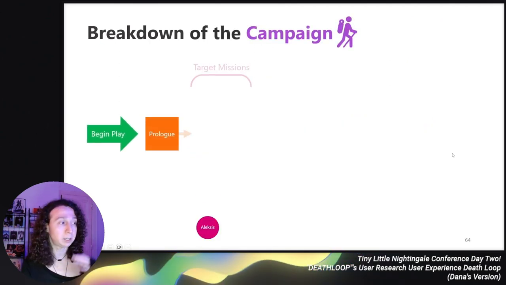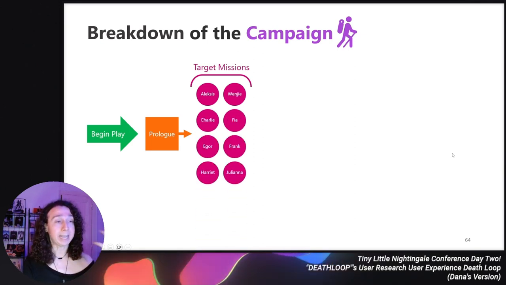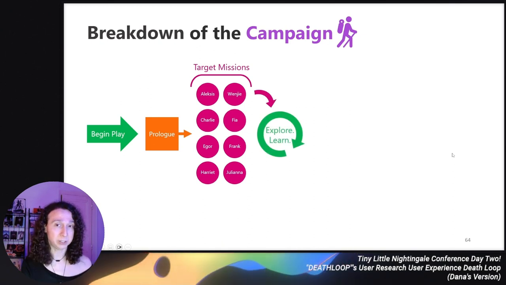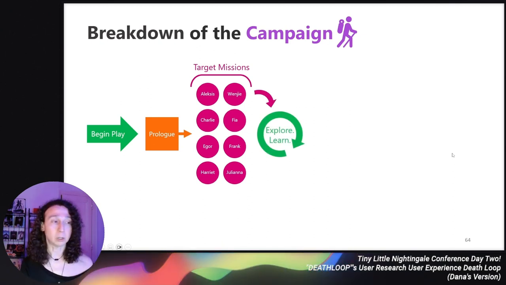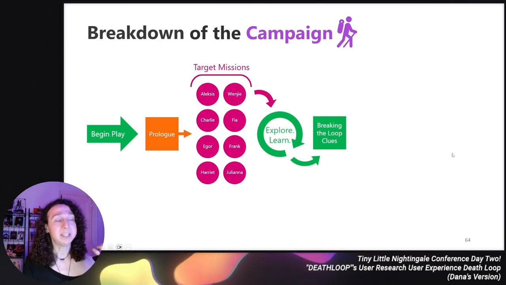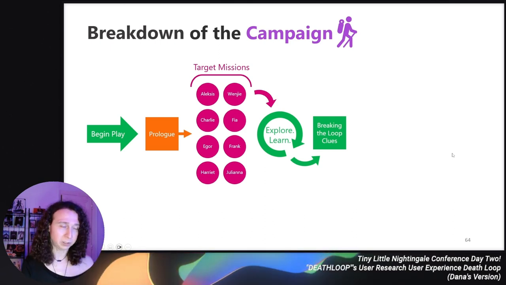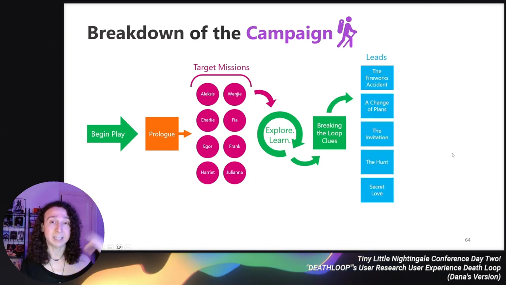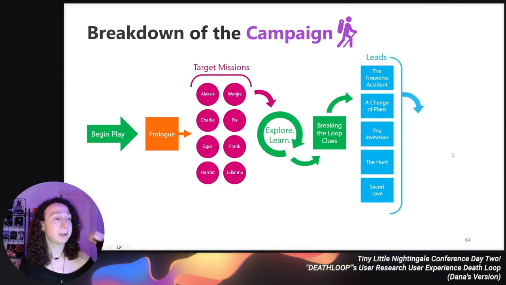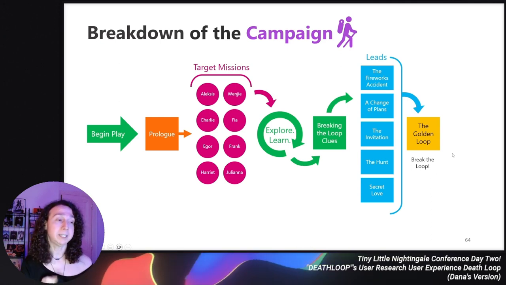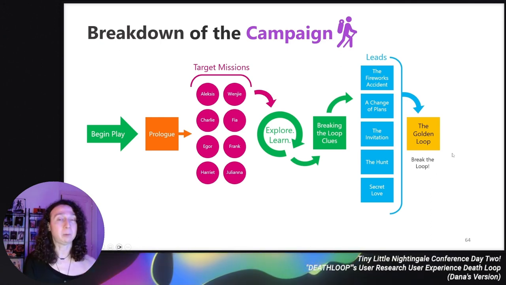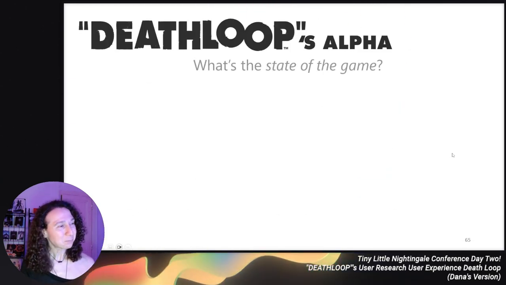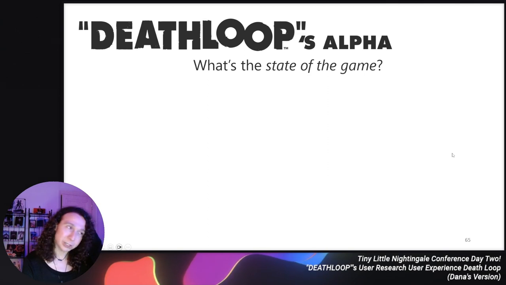The entire game is structured as so. You begin with a prologue. Then you have these eight target missions. You can go and do them. And as you're doing them, you're exploring the world, you're learning about it, and you're finding these break the loop clues that are gathering in a journal. When you follow up on those clues with investigation, you can unlock one of the five leads. When all five are completed, the golden loop is available. And then congratulations, player, you've won the game. Roll credits.